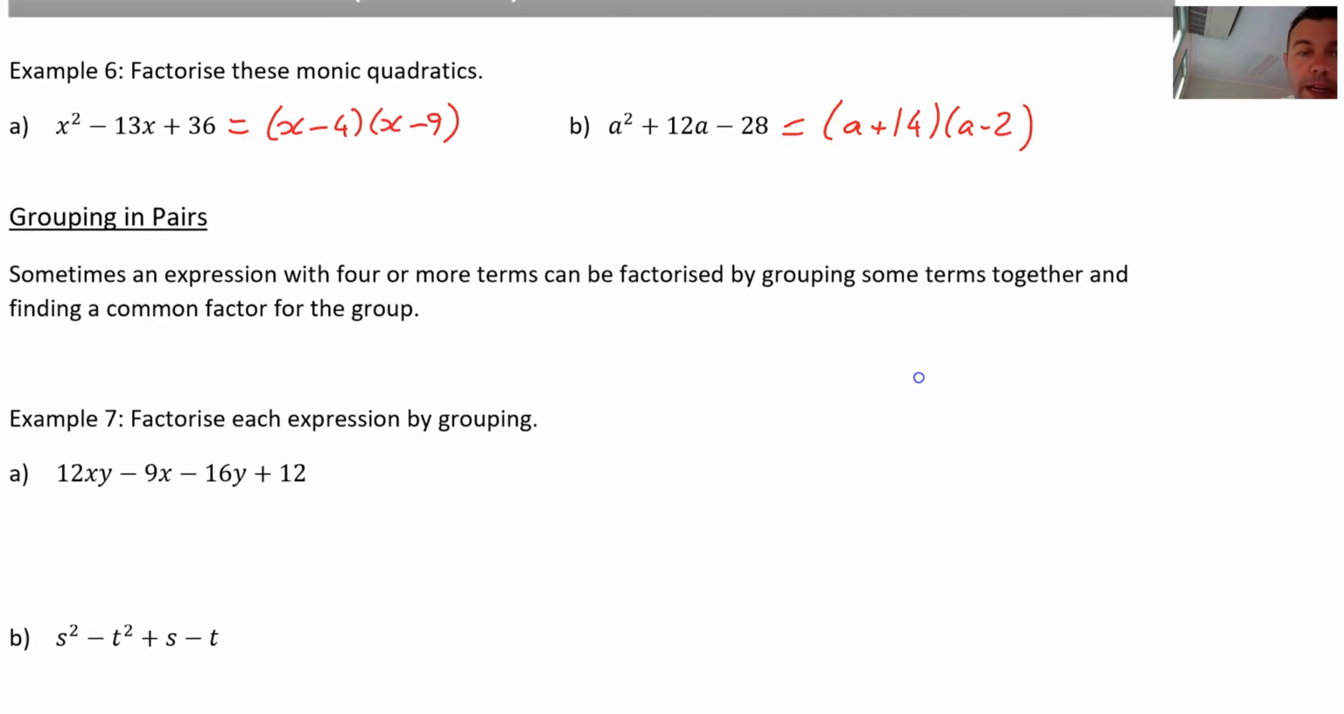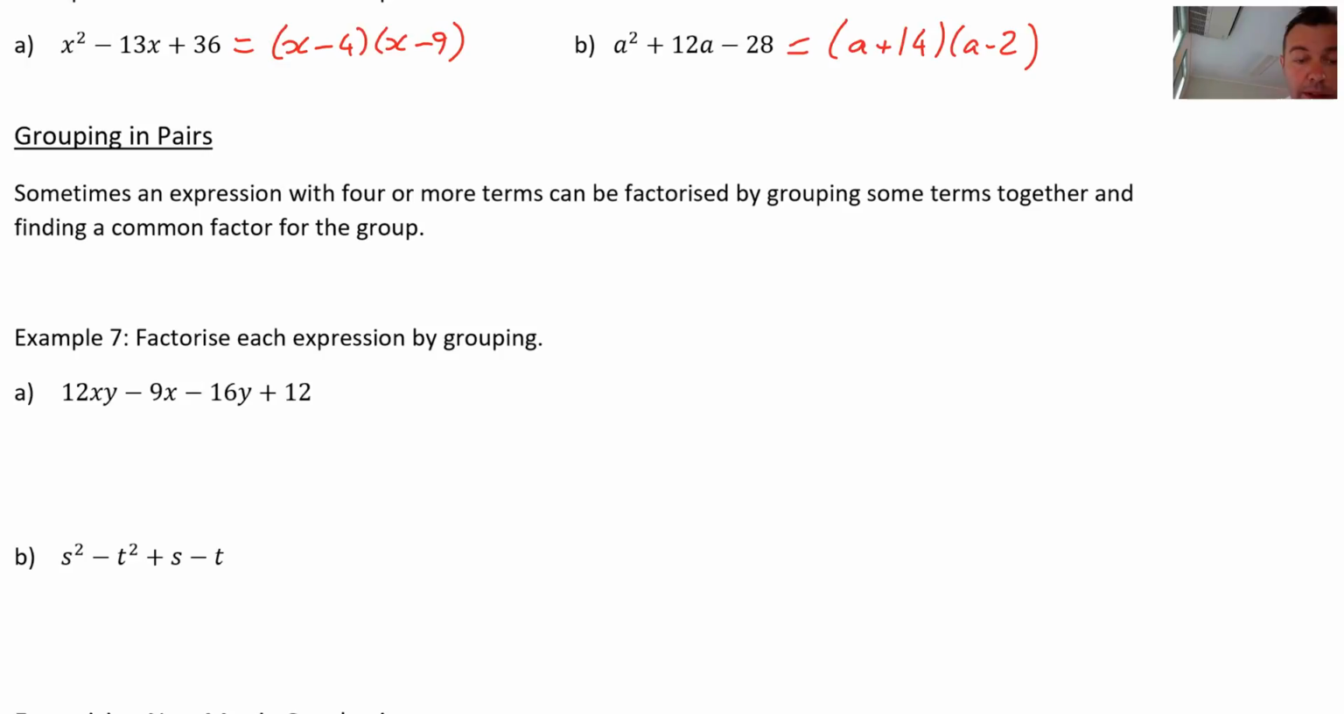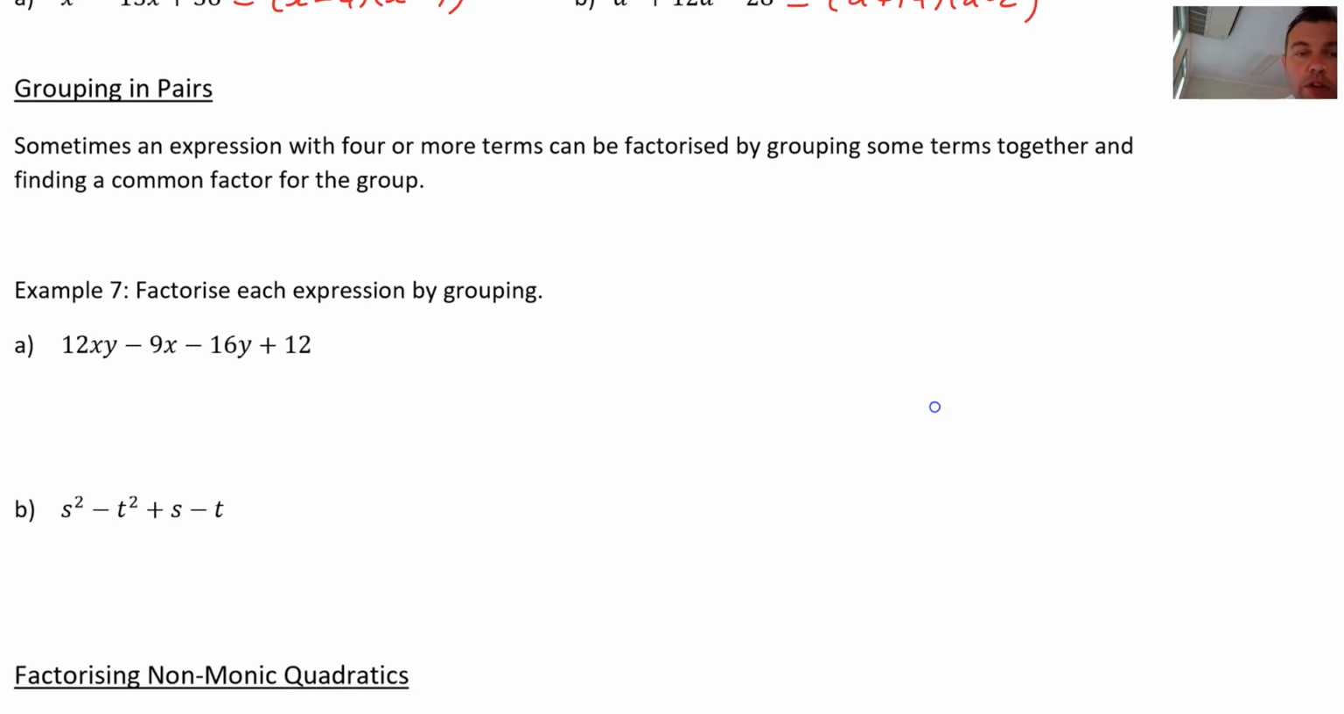Now, grouping in pairs. This is the next thing that we want to look at. Grouping in pairs is where we get probably 4 or more terms, and I don't have a common factor to all of them. It's not a quadratic. Sometimes, and not always, sometimes you can factorise parts of that expression, and what's left becomes a common factor as well. I'll show you how that works.